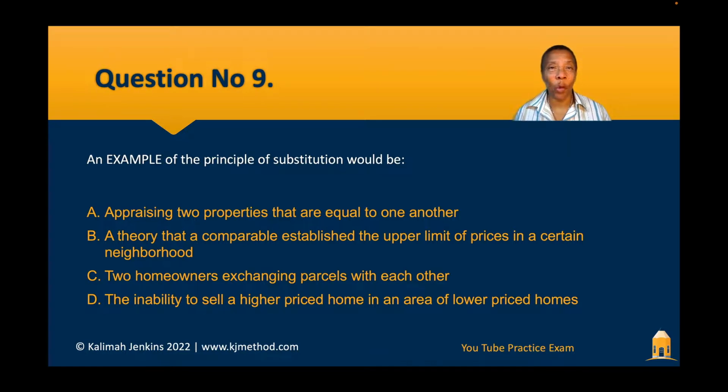But be careful here. I ask you for an example of it. And so what we're saying here is that if you go ahead and price that property too high, it's never going to sell. Because when things are substitutes for one another, the lowest price one will always go first.